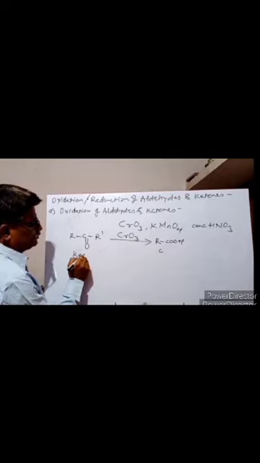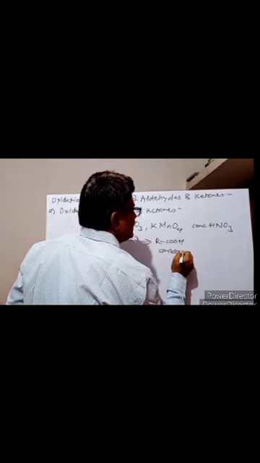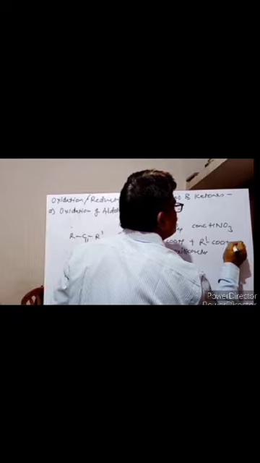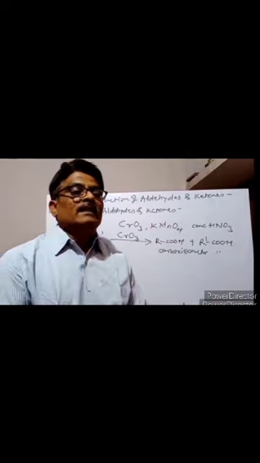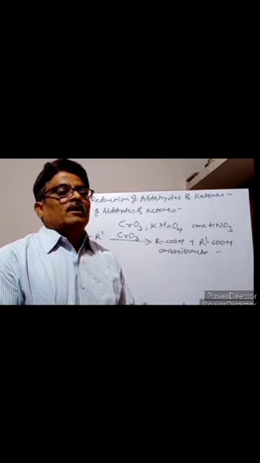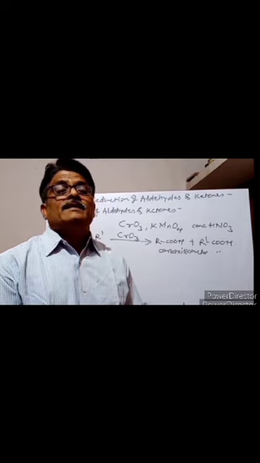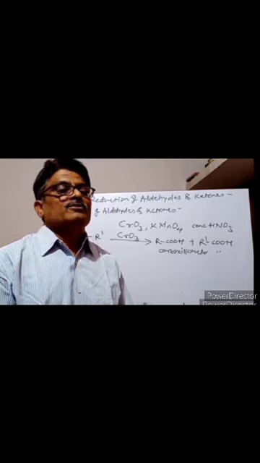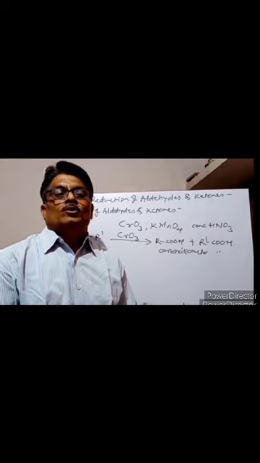RCOOH. This is a carboxylic acid, and also R dash COOH is formed, which is also a carboxylic acid. A mixture of carboxylic acids is formed, having fewer carbon atoms than the starting ketone.